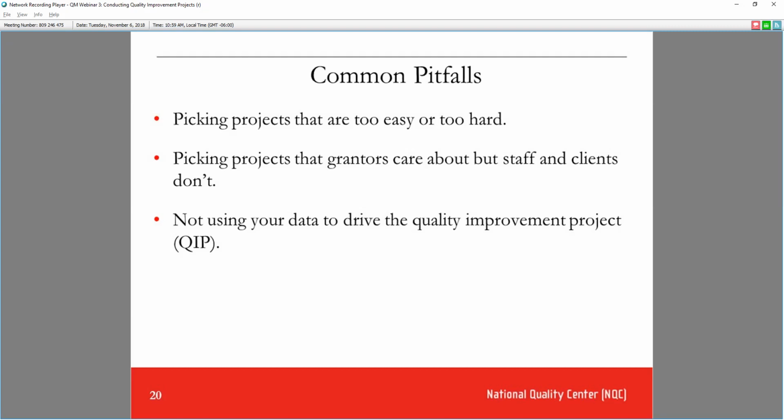And then, to me, the most egregious one is not using your data at all to drive the quality improvement project. Because if you don't use your data, then you're just going by lore of exactly what's going on. You're guessing. And that's not really in the quality improvement handbook 101. We don't like guesses.